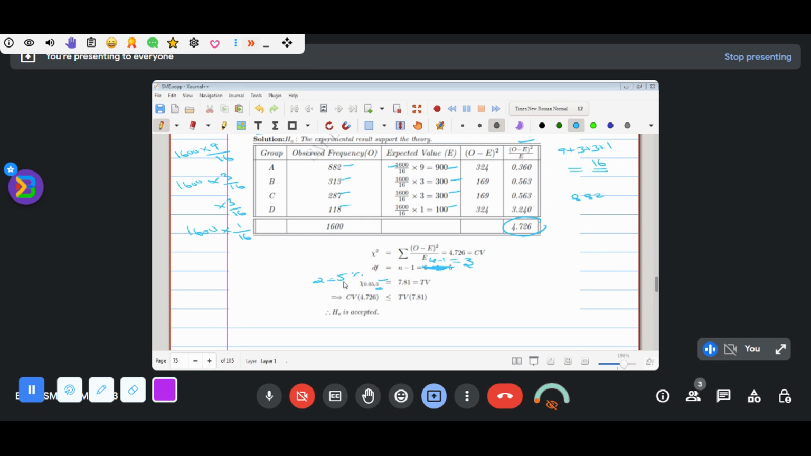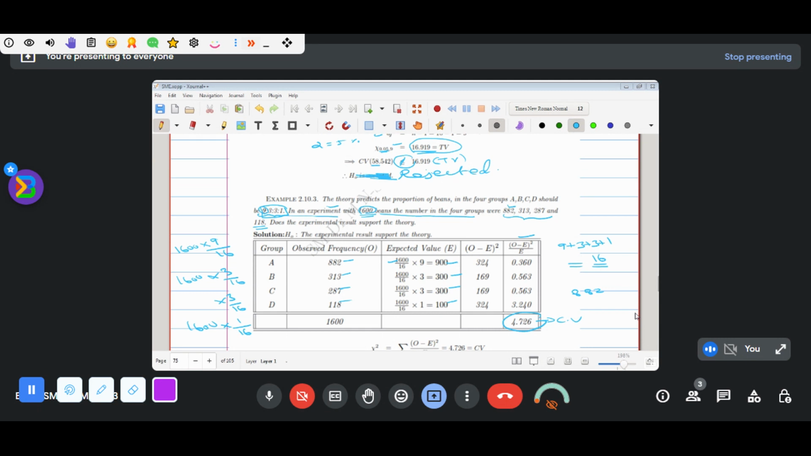Therefore, consider the chi-square table with alpha 0.05 and degrees of freedom 3. The table value is 7.81. Now compare the calculated value and the table value. The calculated value is less than or equal to the table value, so the condition is satisfied. The previous problem was not satisfied, but in this problem it is satisfied. Therefore, our H naught is accepted.